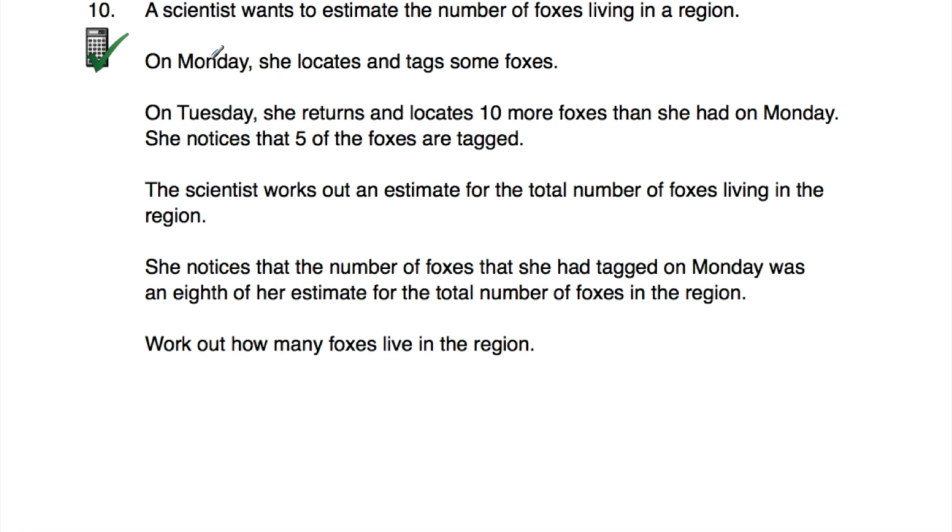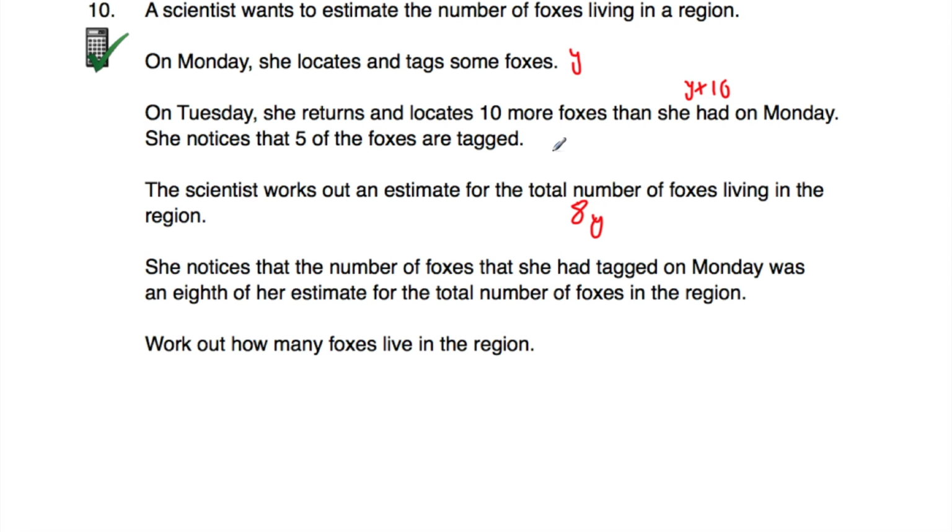So let's start off by calling the number of foxes she tagged on Monday Y to begin with. On Tuesday, she returned and located 10 more foxes than she had on Monday, so that'll be Y plus 10, and 5 of those are tagged. The scientist then works out an estimate for the total number of foxes that live in the region. She notices that the number of foxes that she tagged on Monday, this number, was an eighth of her estimate for the total number of foxes that live in the region. So if we times this by 8, we'll find her estimate for the total number of foxes in the region. So 8 times Y would be 8Y.